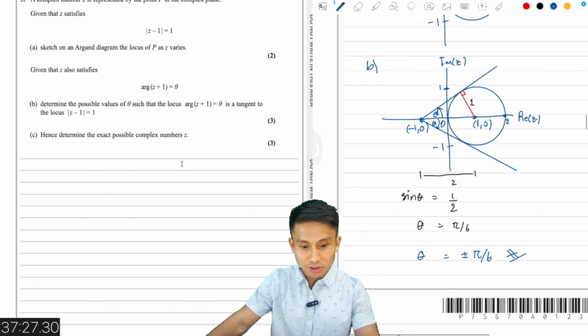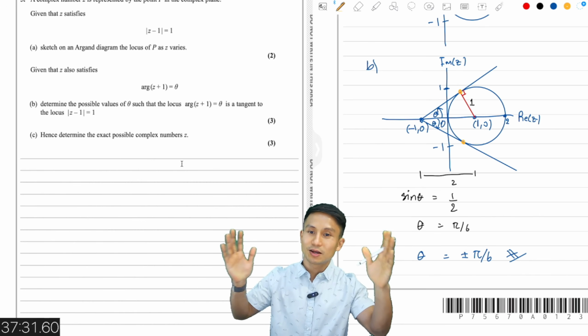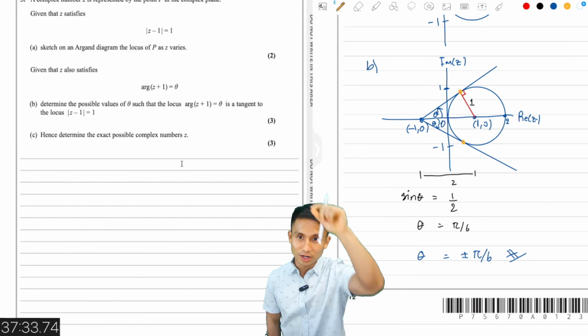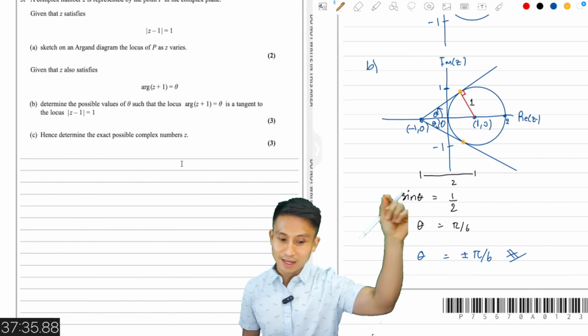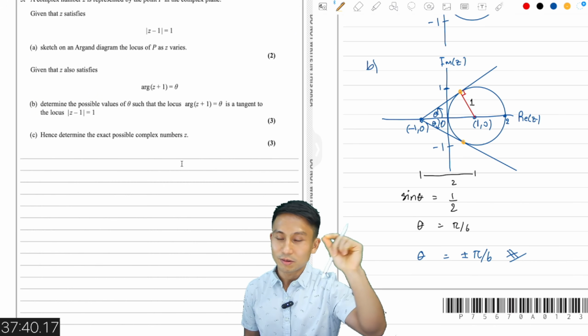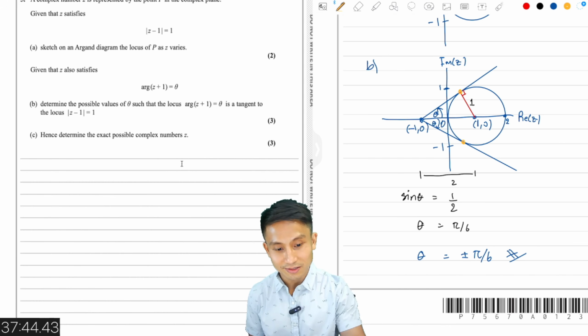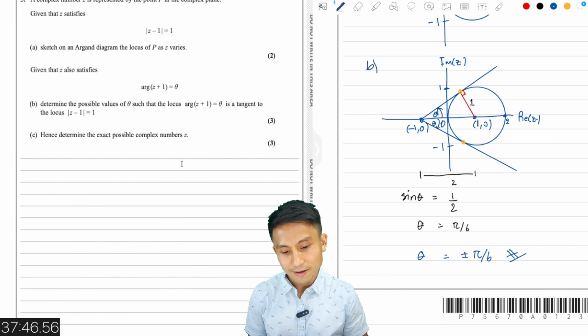So I think it's asking for the intersection here because it satisfies both cases: it's 1 unit from the center of that circle and the argument from point (-1, 0) is pi over 6. So we find that intersection and get the answer. Let's think about that.